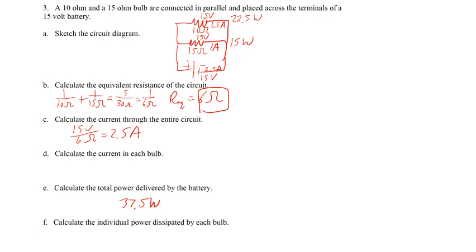Now calculate the individual power dissipated by each bulb. Okay, we've already calculated that, but the reason why they didn't put that other question first is because you could have found 37.5 just by multiplying the 2.5 amps times the 15 volts. And then you could do each one by itself. Okay?